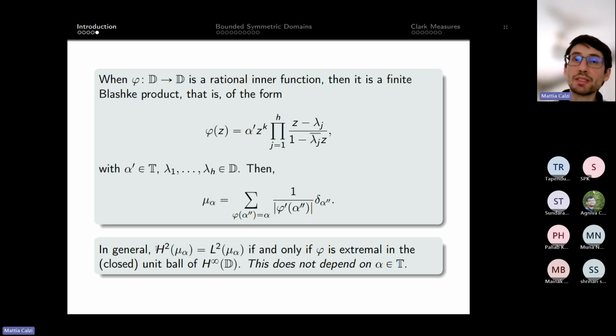And in general, one may say that H2 of mu alpha is equal to L2 of mu alpha, which means that holomorphic polynomials are dense in L2 of mu alpha, if and only if the function phi is extremal in the closed unit ball of H infinity. That is the space of bounded holomorphic functions with the supremum norm. And I would like to highlight that this equality here depends only on the properties of phi and not on alpha. And this is not the same for the case I'm going to describe later.